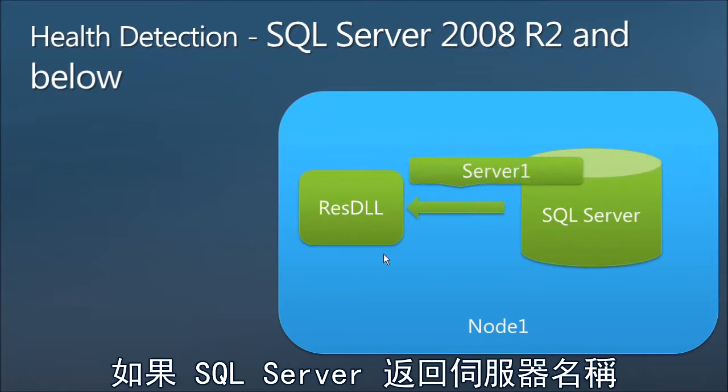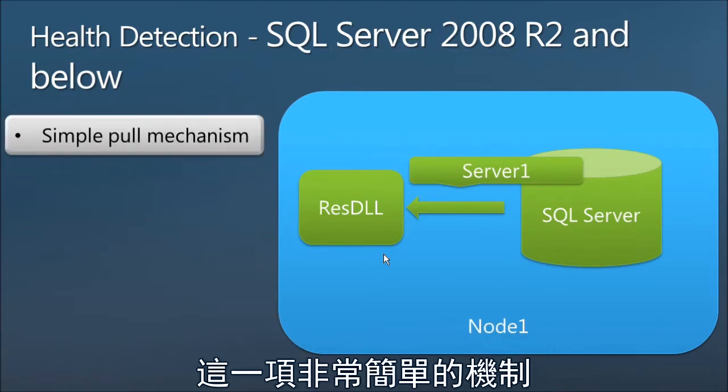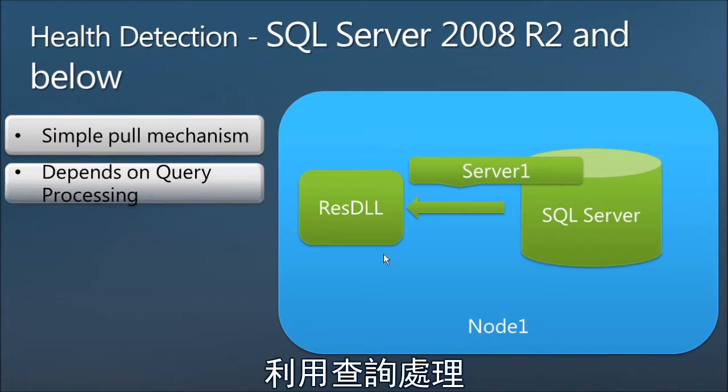If the SQL Server returns the server name, then the resource DLL will report to the Windows cluster that the SQL Server instance is alive. So this is a very simple pull mechanism, and it depends on query processing.